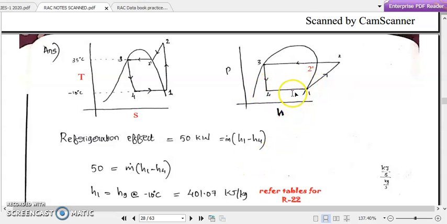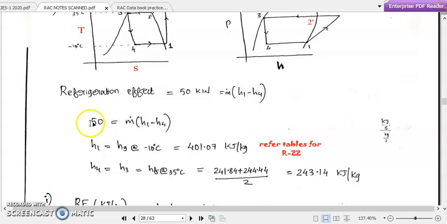So how can we represent this refrigeration effect in a pH diagram, or in terms of enthalpy? We have already studied that. It will be H1 minus H4. When we tried to analyze the standard VCRS, we assumed a mass flow rate of the refrigerant as 1. But here it may not always be the case, so we are writing the term for mass flow rate also. So 50 kilowatt will be equal to m dot, that is the mass flow rate of the refrigerant, times H1 minus H4. So 50 will be equal to m dot into H1 minus H4.